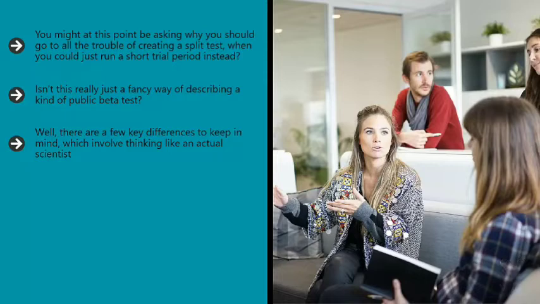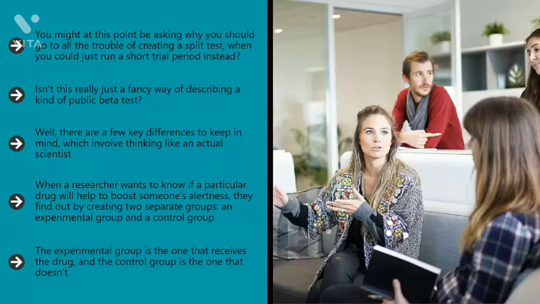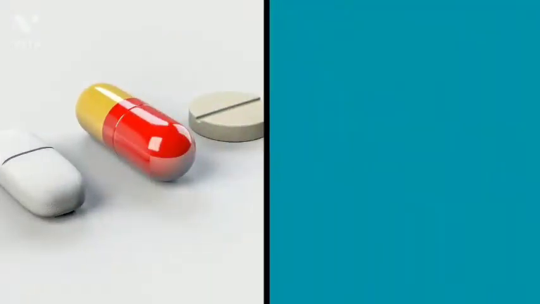This is precisely the same technique used in research. When a researcher wants to know if a particular drug will help to boost someone's alertness, they find out by creating 2 separate groups, an experimental group and a control group. The experimental group is the one that receives the drug, and the control group is the one that doesn't. This then gives the researcher the opportunity to compare the stats from the 2 groups.